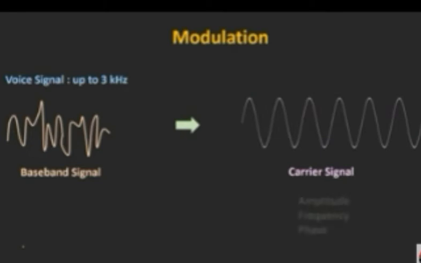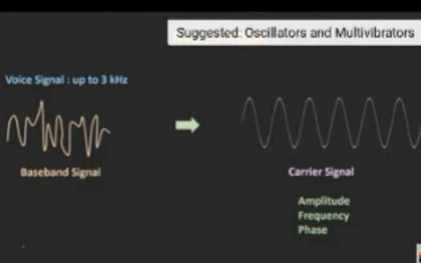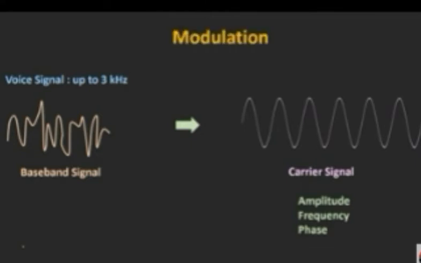Now we know that any signal has three basic properties: amplitude, phase and frequency. Modulation is the process where one of the properties of the carrier signal, like the amplitude, phase or frequency, is changed according to the baseband signal, and based on which property is changed there are different types of modulations. But first of all, let's see why this modulation is required.